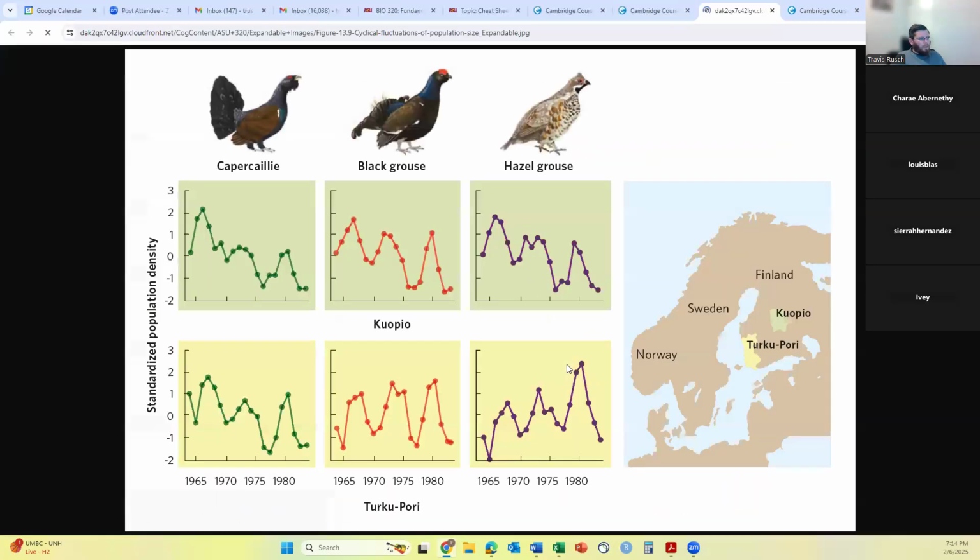This example here with the grouse shows that there are three different species of grouse in two different locations. All three overlapped in these two locations, and they all mirrored the same population fluctuations over time. The point of this is that there can be some very large scale effects that you're not going to necessarily see isolated over here, but rather maybe the climate effects are driving the population cycles over this larger area. It can affect multiple populations or regions at the same time.